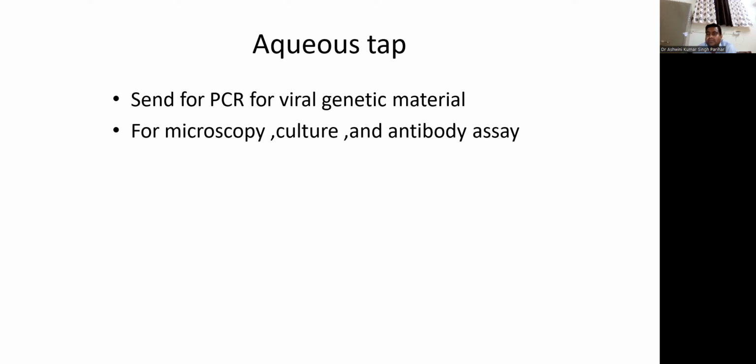I have already mentioned that ELISA can be done using the aqueous humor, which is more specific and sensitive for ocular toxoplasmosis, toxocara, and cat scratch fever also. The aqueous humor can be sent for PCR if you want to test for viral genetic material, and it can be used for culture, antibody assay, microscopy, or ELISA also.